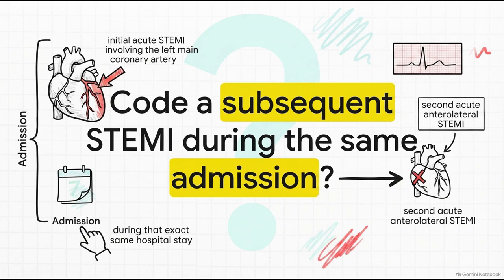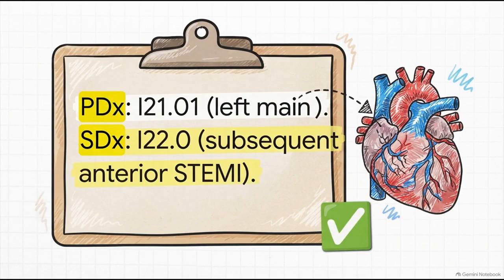Think back to that sequencing rule we just talked about. Let's break down the logic. Because the subsequent MI happened while the patient was still in the hospital for the initial event, the reason for the admission stays as the principal diagnosis. So the principal diagnosis is I21.01 for the STEMI of the left main coronary artery. The secondary diagnosis becomes I22.0 for the subsequent STEMI of the anterior wall.